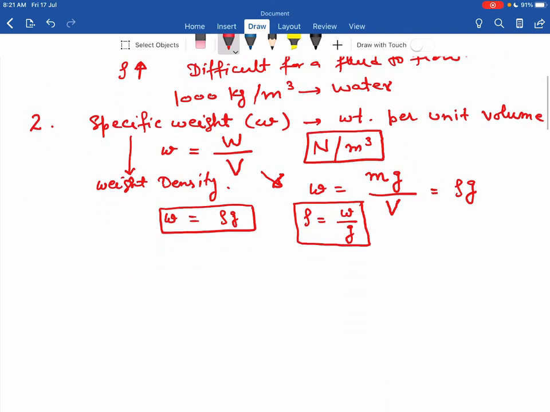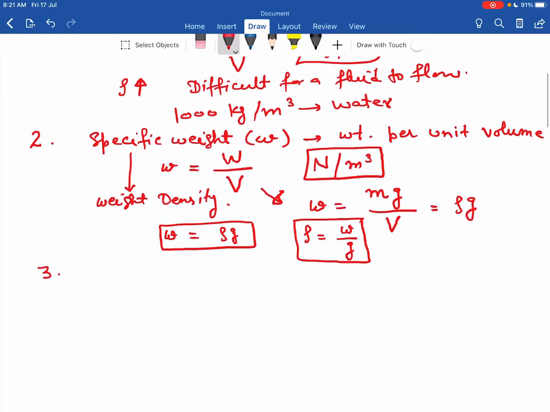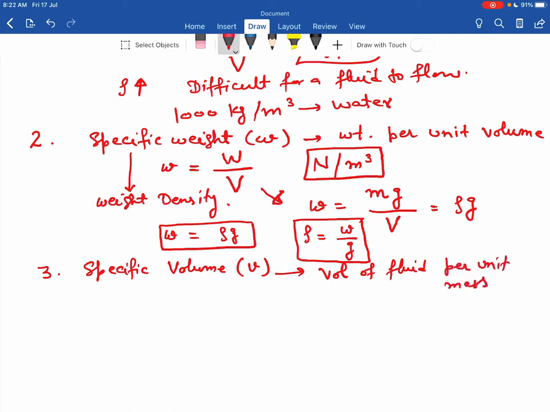Then the third important property of fluid is specific volume. The symbol is small v. It is the volume of fluid per unit mass. So you can write v as volume upon mass. SI unit for volume is meter cube, and for mass it is kg. So you can also see this is the inverse of mass density. So this is specific volume.